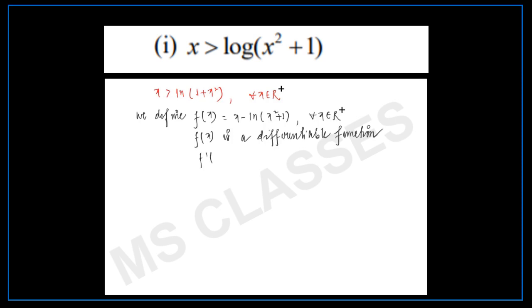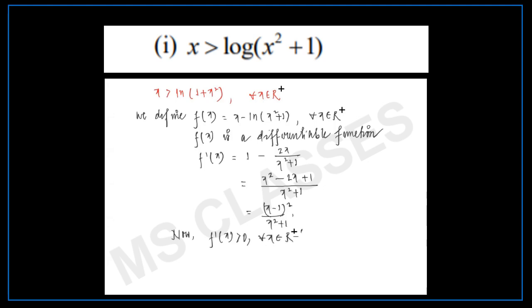So f dash x equals 1 minus 2x/(x square plus 1). On simplification we get (x square minus 2x plus 1)/(x square plus 1). This gives us (x minus 1) whole square/(x square plus 1). Now, f dash x is greater than 0. You can understand here that when x is 1, then it will be equal to 0, but if I eliminate that point, then it is greater than 0. Here, f dash x is equal to 0 when x is equal to 1.